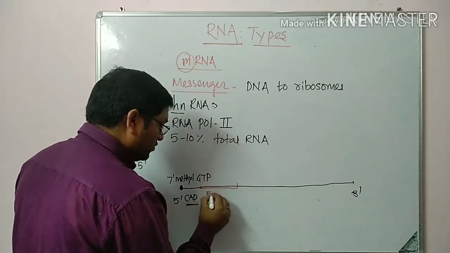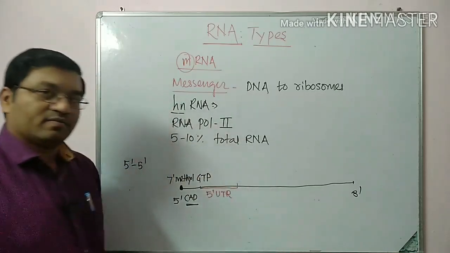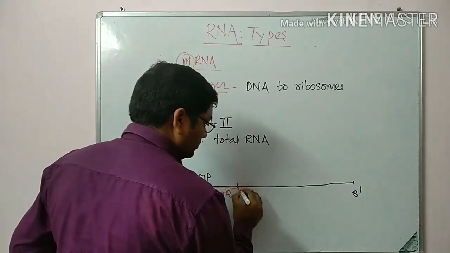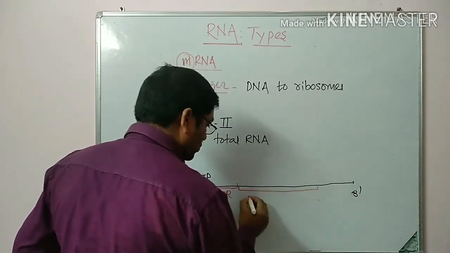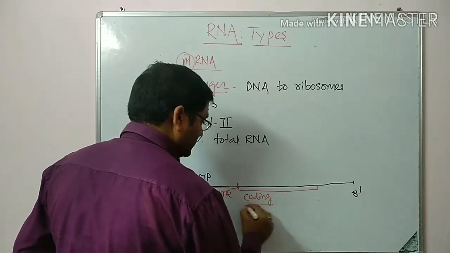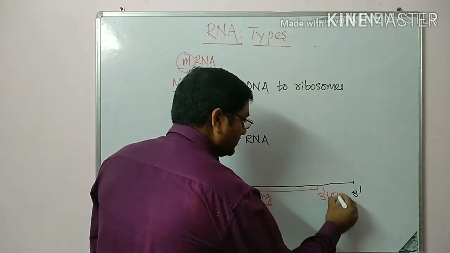Which is known as the 5 prime untranslated region of mRNA. Then the coding region. This is the coding region, followed by the 3 prime untranslated region.